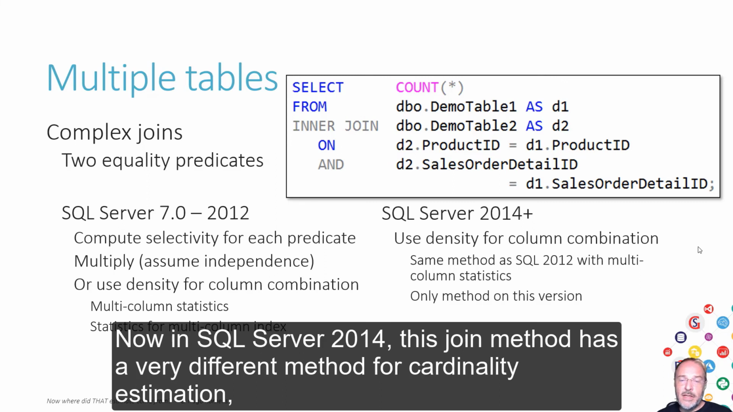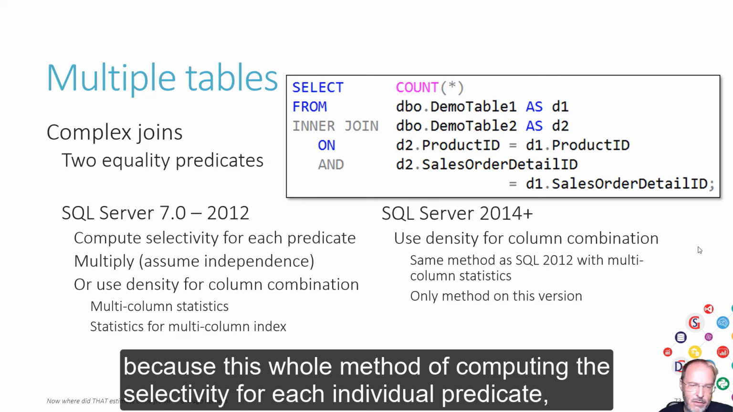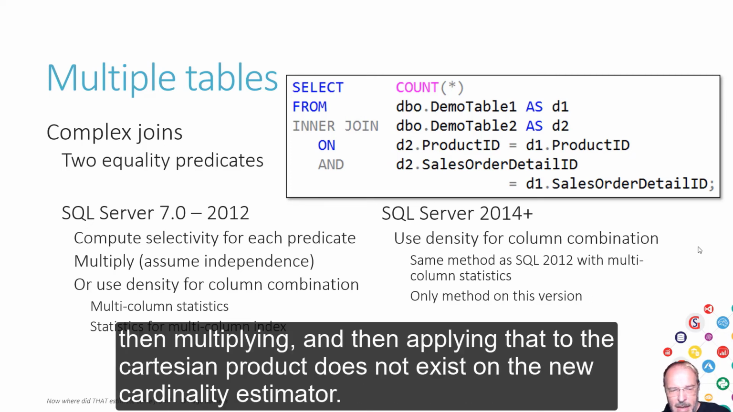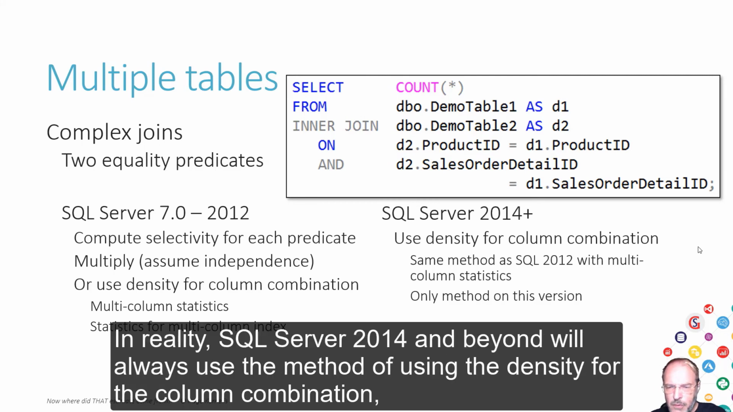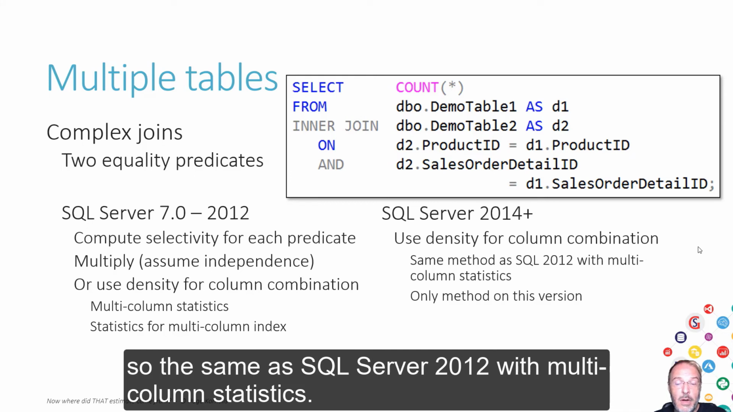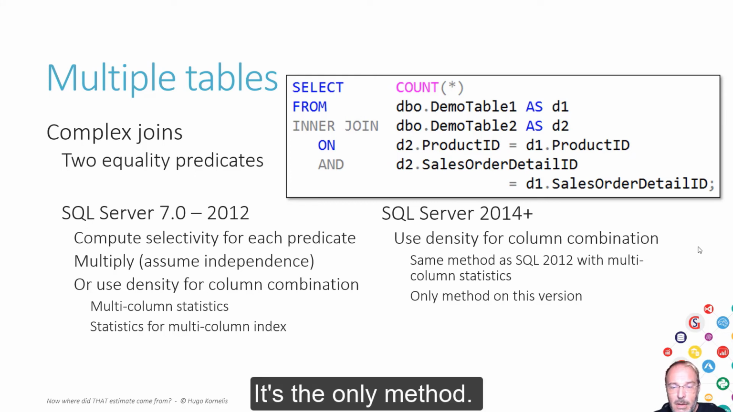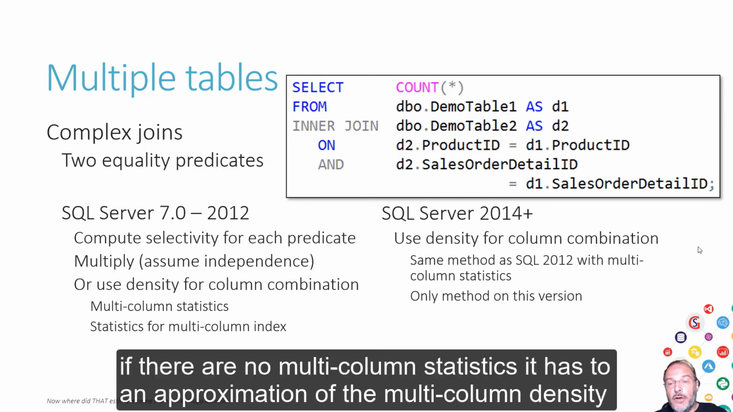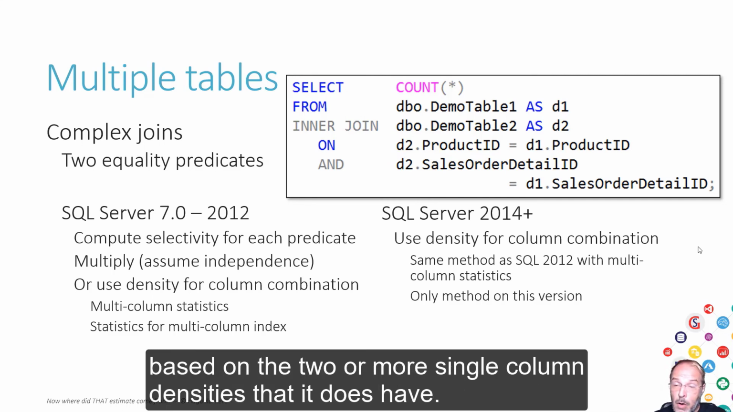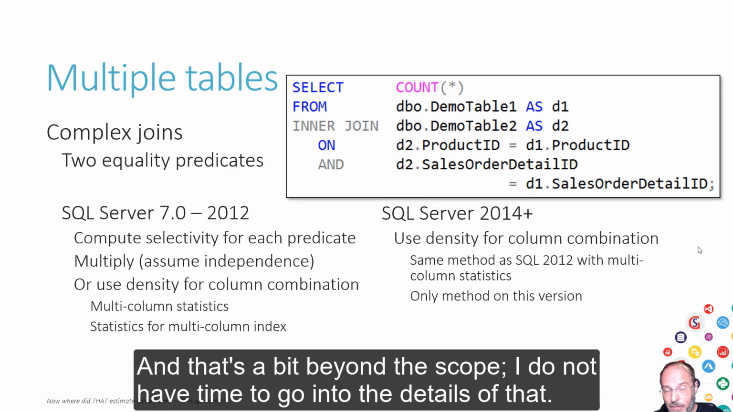Now in SQL Server 2014, this join method has a very different method for cardinality estimation, because this whole method of computing the selectivity for each individual predicate and then multiplying and then applying that to the Cartesian product does not exist on the new cardinality estimator. In reality, SQL Server 2014 and beyond will always use the method of using the density for the column combination. So the same as SQL Server 2012 with multi-column statistics. It's the only method. However, this does mean that if there are no multi-column statistics, it has to do an approximation of the multi-column density based on the 2 or more single column densities that it does have. And that's a bit beyond the scope. I do not have time to go into the details of that.